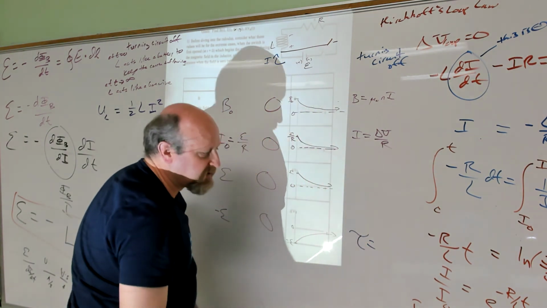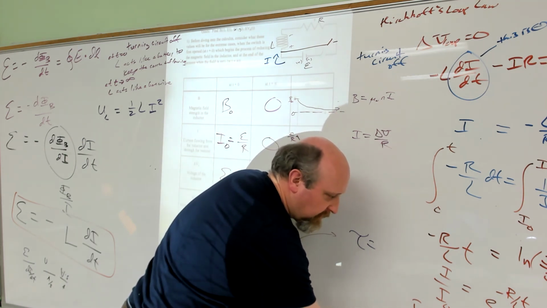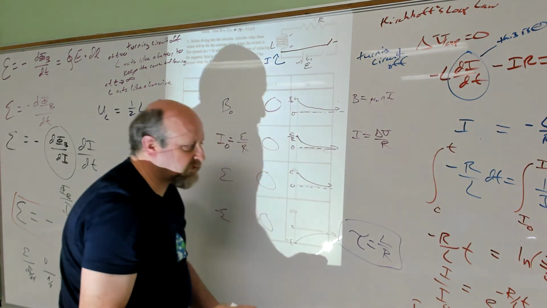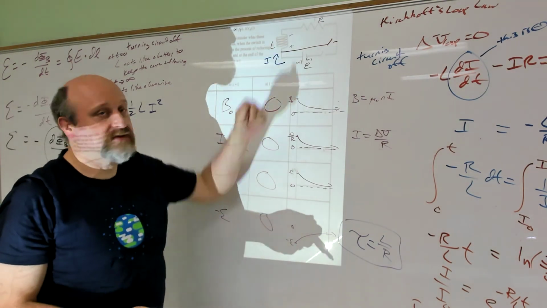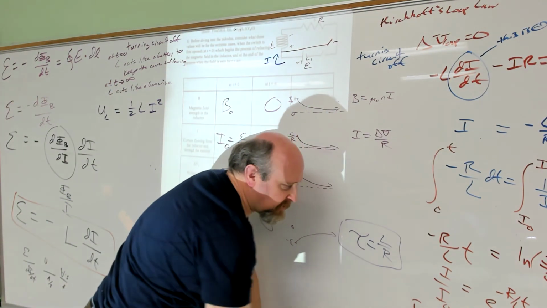I don't know if that was any clearer. What value would t have to be? t would have to be L over R. That would make this negative 1. That's the time constant for what we call an RL circuit, an inductor and resistor circuit, inductance and resistance circuit. That's the value that makes that exponent simple.